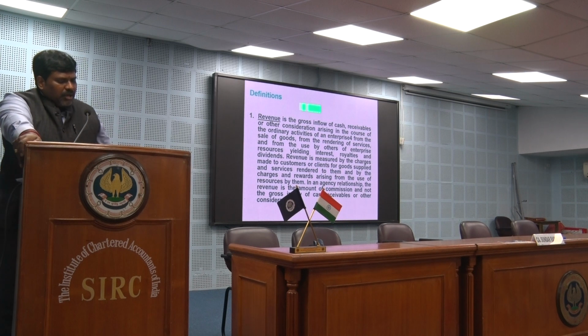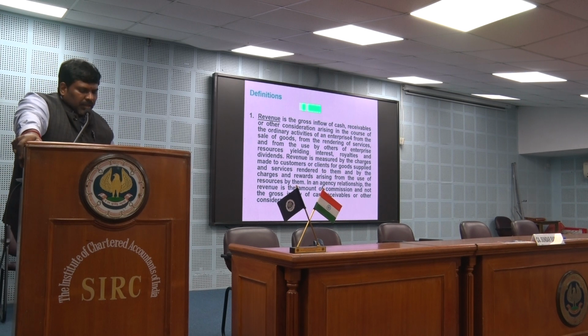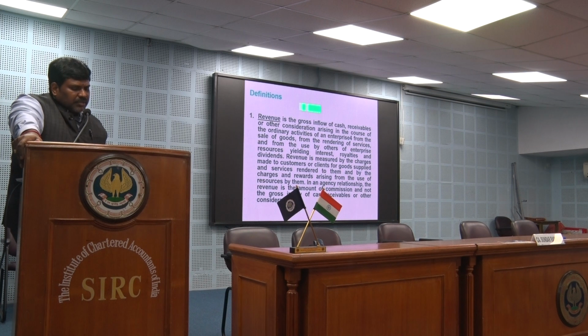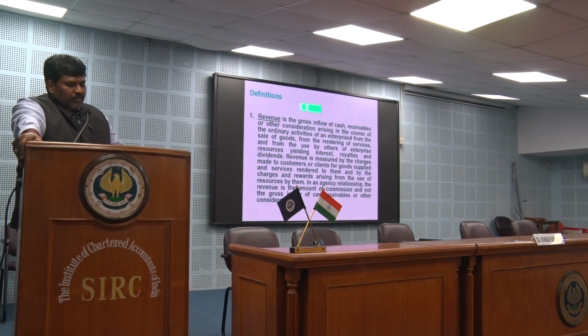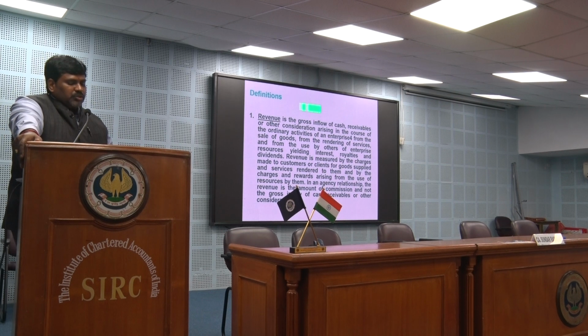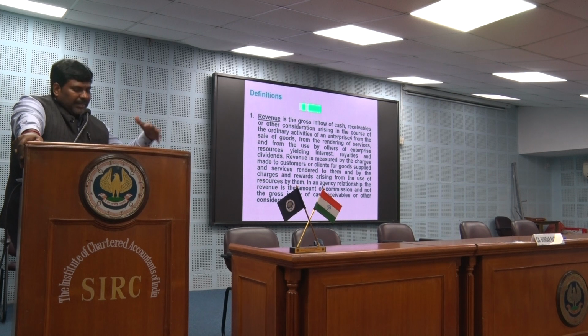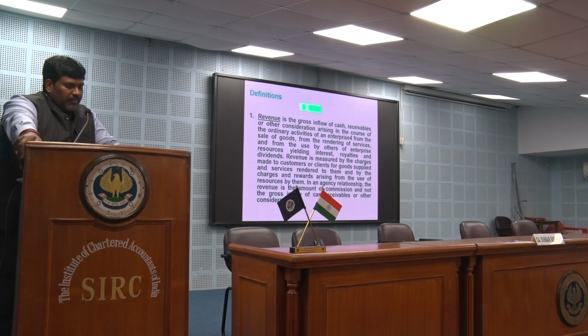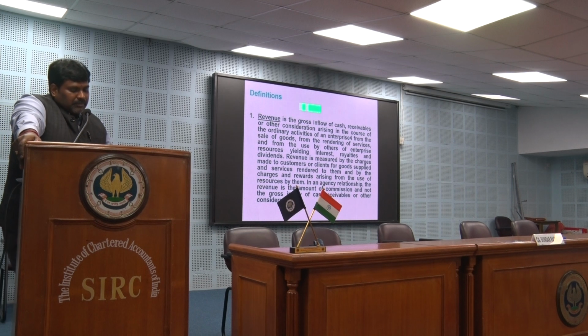Revenue is the gross inflow of cash, receivables, or other consideration arising in the course of the ordinary activities of an enterprise, from the sale of goods, from the rendering of services, and from the use by others of enterprise resources, your rental income, etc., yielding interest, royalties, and dividends. Revenue is measured by the charges made to the customers or clients for goods supplied and services rendered to them, and by the charges and rewards arising from the use of resources by them.